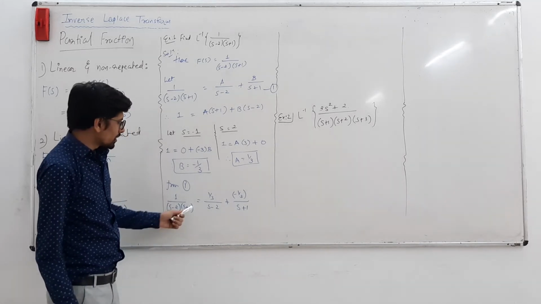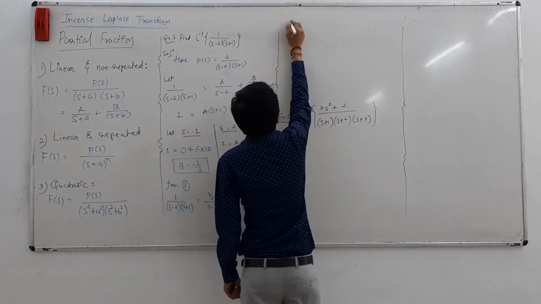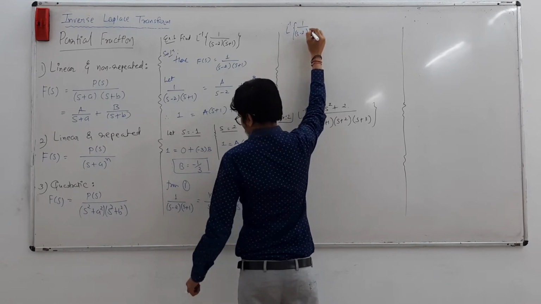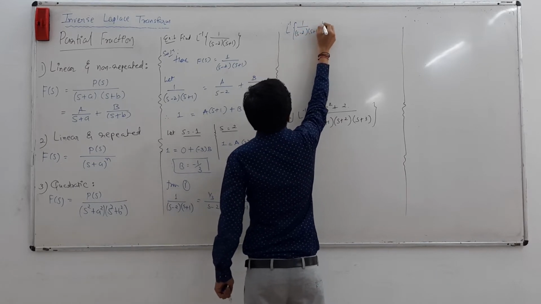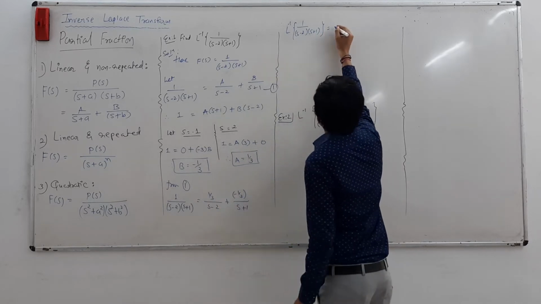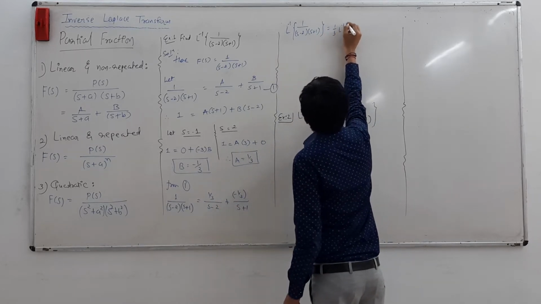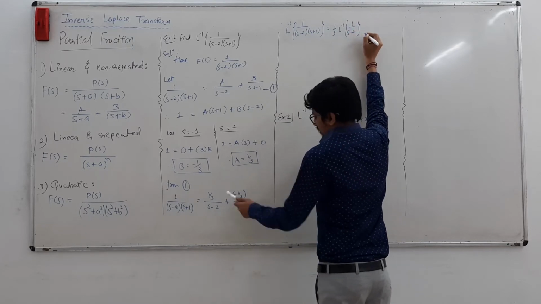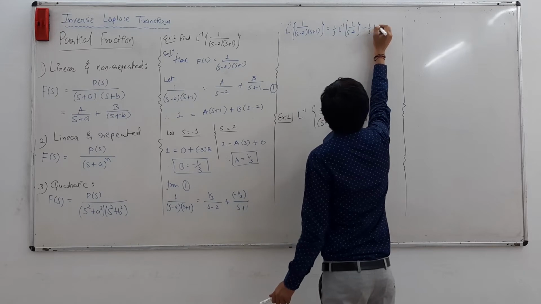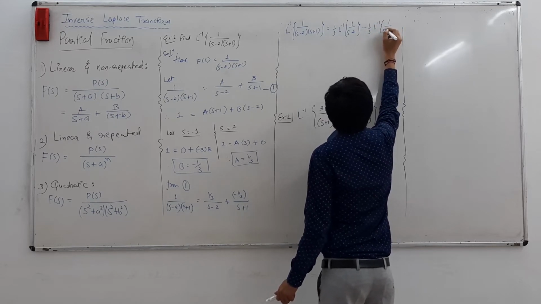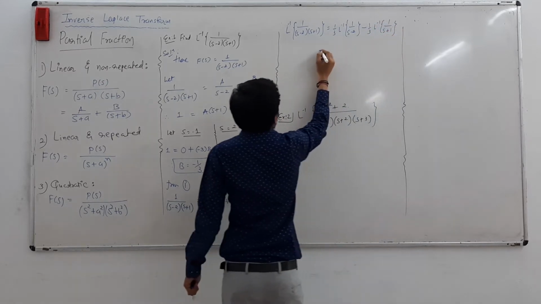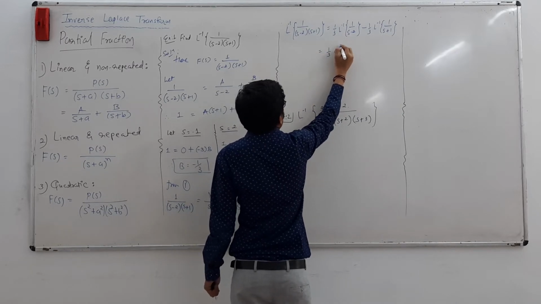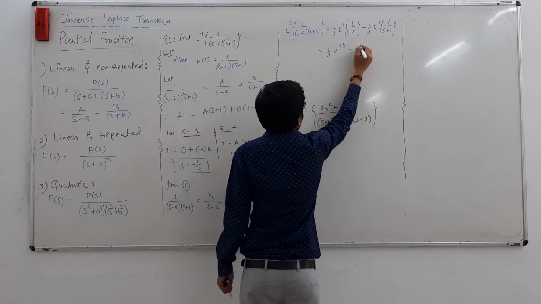Just take the inverse Laplace on both sides. So the Laplace inverse of our question, 1 upon (s minus 2)(s plus 1), is equal to, now as Laplace transform is a linear transformation, I can write this thing: 1 by 3 Laplace inverse of 1 upon s minus 2, minus 1 by 3 Laplace inverse of 1 upon s plus 1. Now we know the Laplace inverse of this term, that is e raised to 2t, minus 1 by 3 as it is.